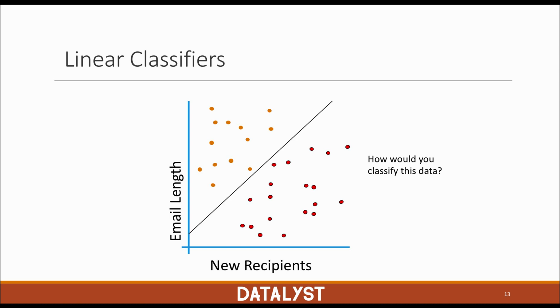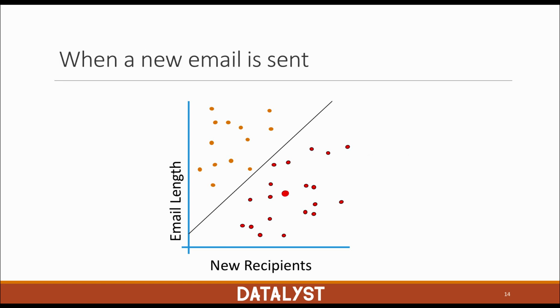Well, it's very easy. You can just draw a line between these data points, and there you go. You have the red class and you have the orange class, and they're perfectly separated by a line in the middle. So when a new email is sent, it's very easy to see on which side of this line it belongs and say, hey, this email looks like it's spam or it looks like it's ham.